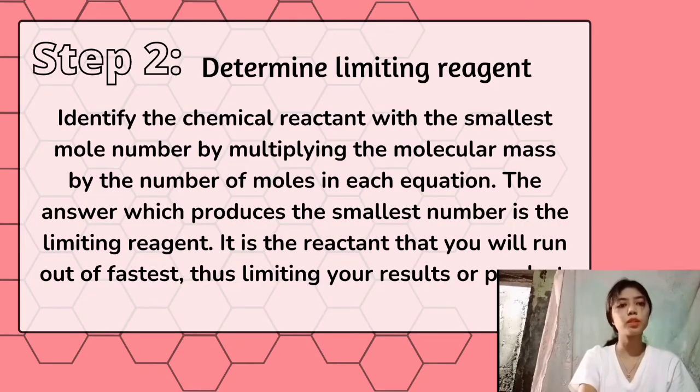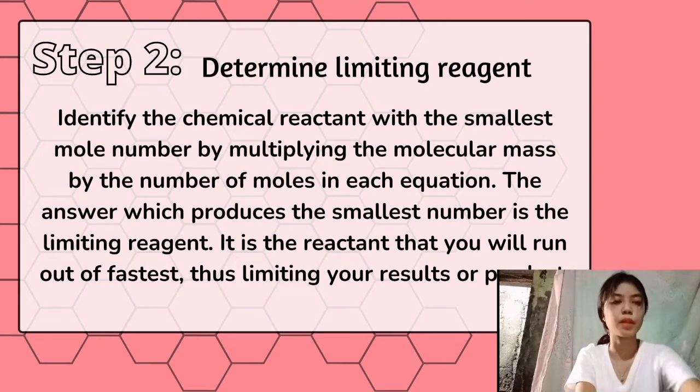Step 2. Determine the limiting reagent. Identify the chemical reactant with the smallest mole number by multiplying the molecular mass by the number of moles in each equation. The answer which produces the smallest number is the limiting reagent. It is the reactant that you will run out of fastest, thus limiting your results or product.